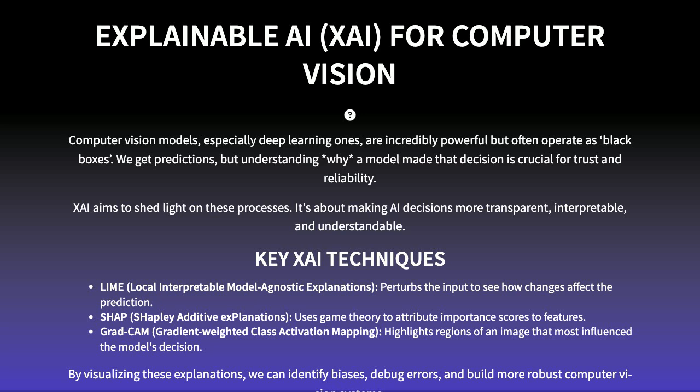We have techniques like LIME, which looks at how changing the image slightly affects the prediction. SHAP uses some game theory to understand which features were most important, and Grad-CAM highlights specific areas in an image that led to a particular decision. Essentially, XAI helps us build trust and make sure these systems are fair and reliable.